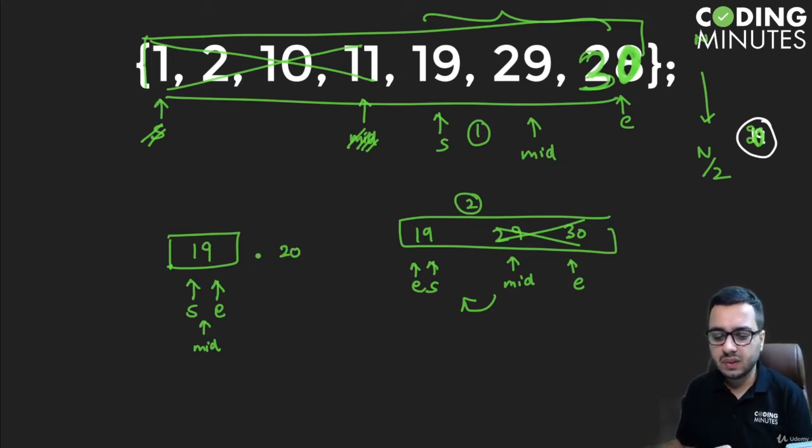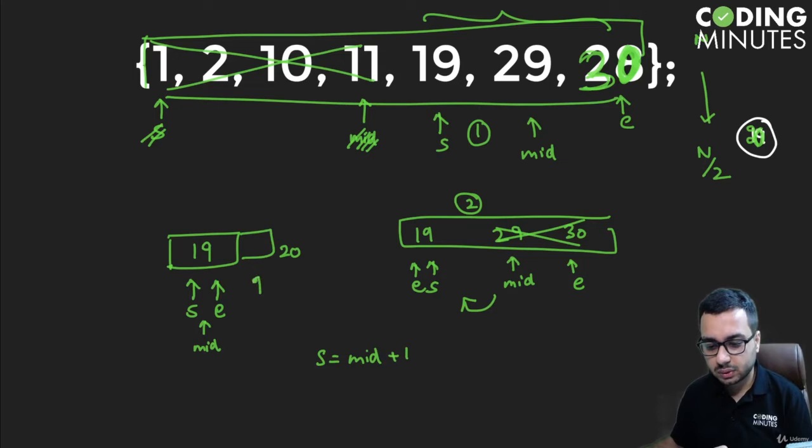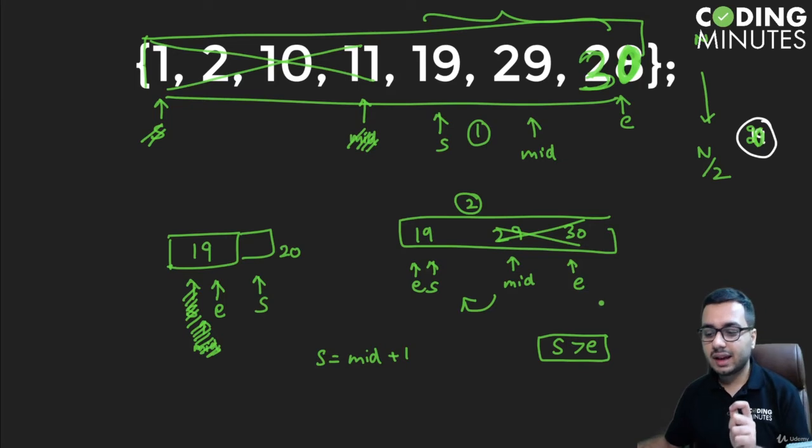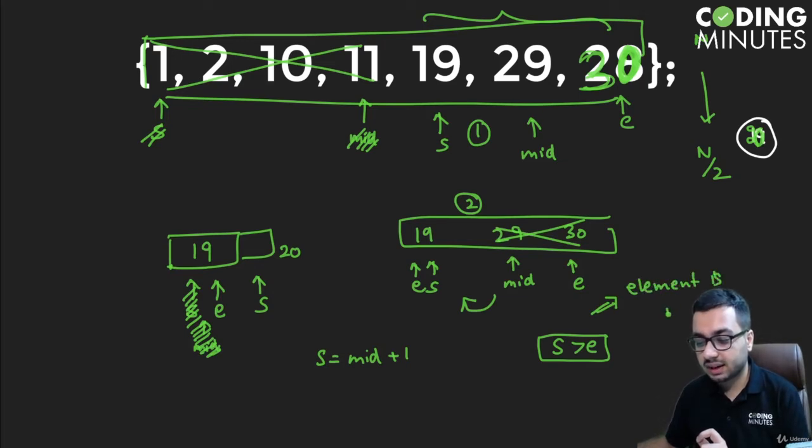So what we do is simply start equal to mid plus 1. In that case, end is going to remain here, and the start is going to come here. As soon as this happens, start becomes greater than end. That means this element is not present. So if this happens, we can say the element is not present inside this particular array.